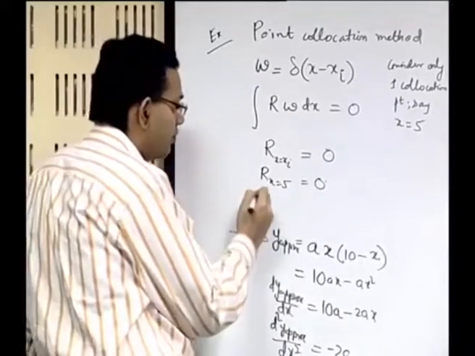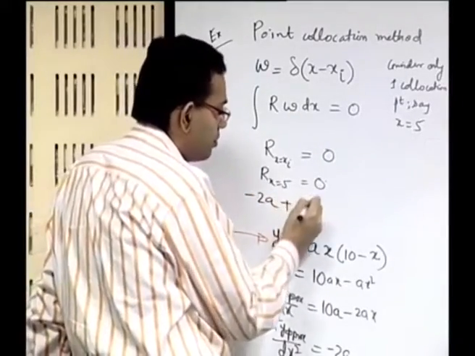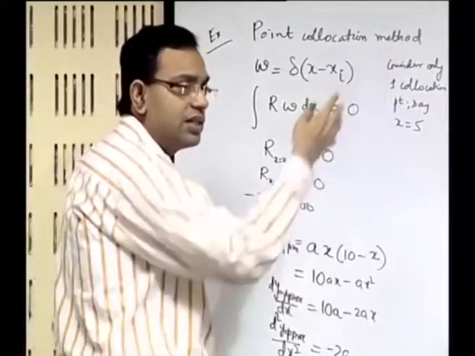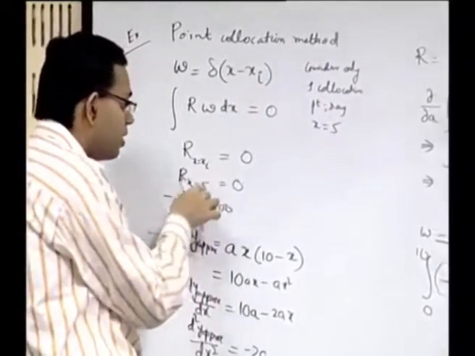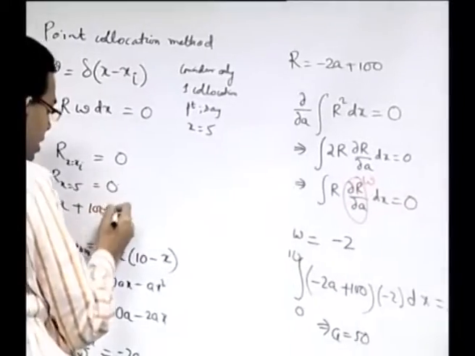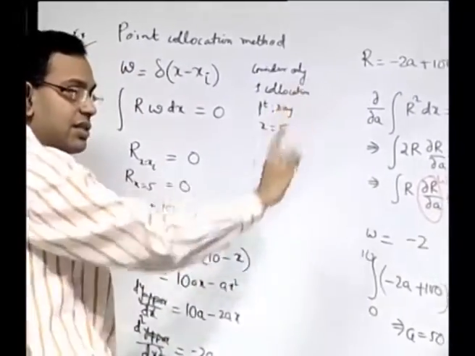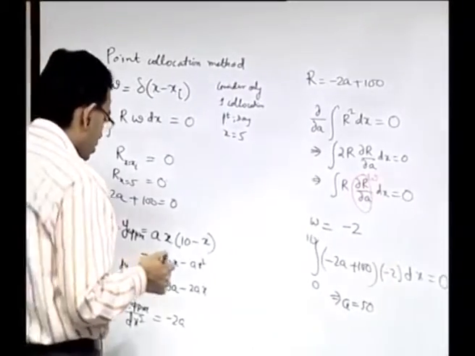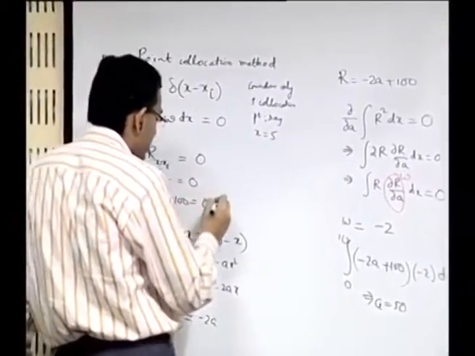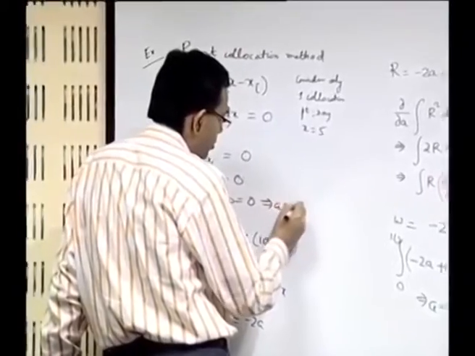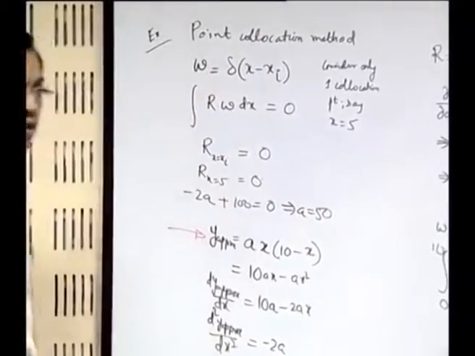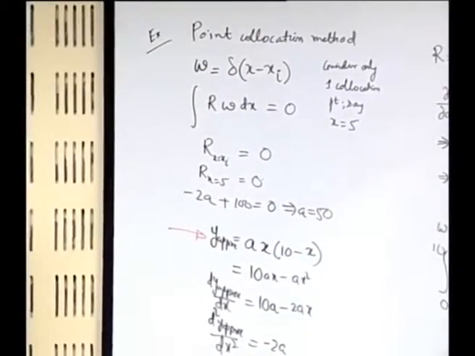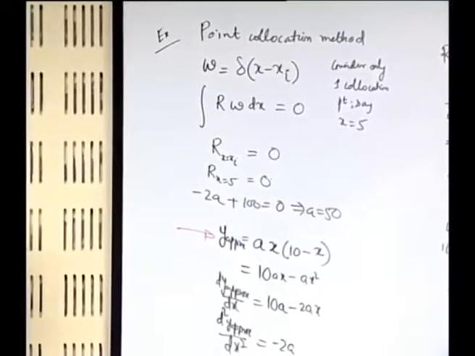So, that means you have minus 2a plus 100. Here r is such a function which is not a function of x, so it does not matter what the choice of your collocation point is, but that is because of this very special simple example; otherwise r could itself depend on x. So, minus 2a plus 100 equal to 0, that means a equal to 50. So, this has given the same solution.